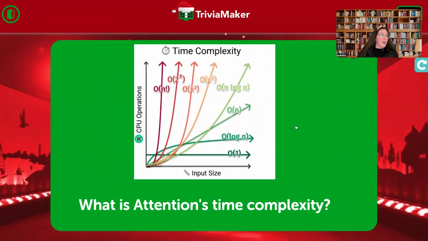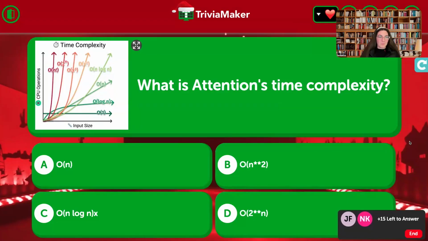Transformers for 200. Here we go. What is attention's time complexity? And just in case you're not a Python head, the star means to the power of. So the first one is n to the power of 2, and then the fourth one is 2 to the power of n. n will represent sequence size.